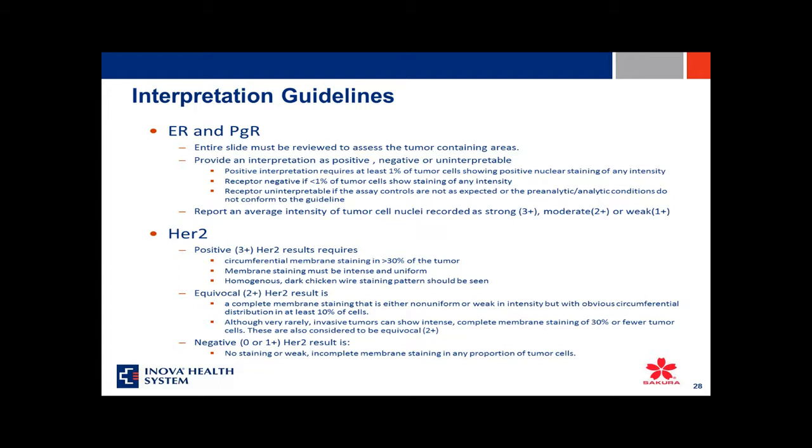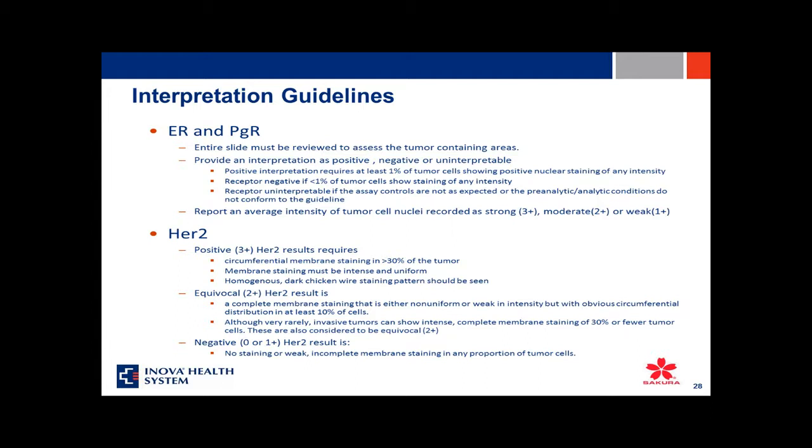And again, as I said, although it's very rare, invasive tumors can show intense complete membrane staining in less than 30%. All these qualify as an equivocal category. And negative is no staining or weak or incomplete membrane staining in any portion of the tumor cells.